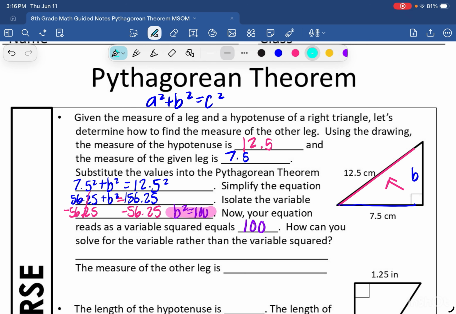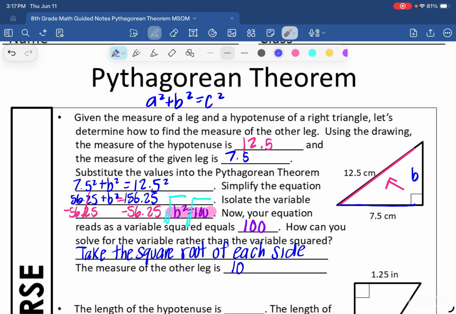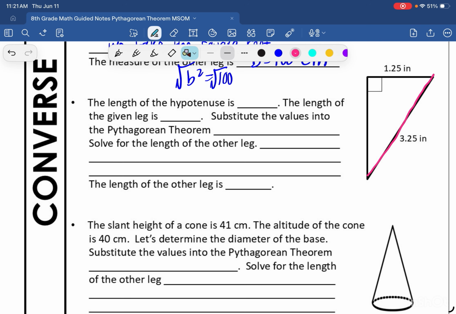To solve for b, I'm going to take the square root of each side. The measure of the other leg is 10, because the square root of 100 is 10. The length of the hypotenuse is 3.25 inches. The length of the given leg right here is 1.25 inches.